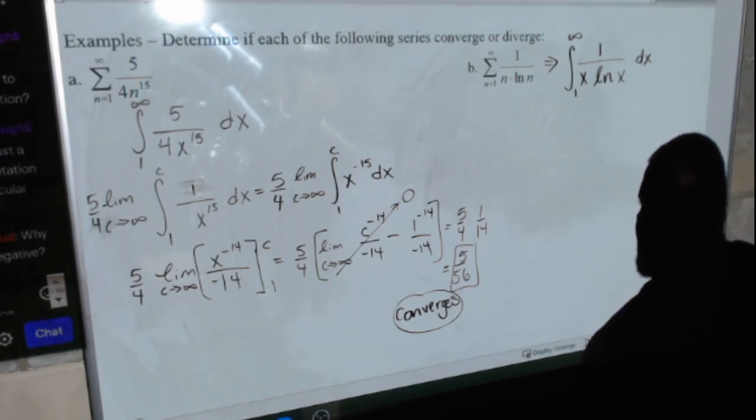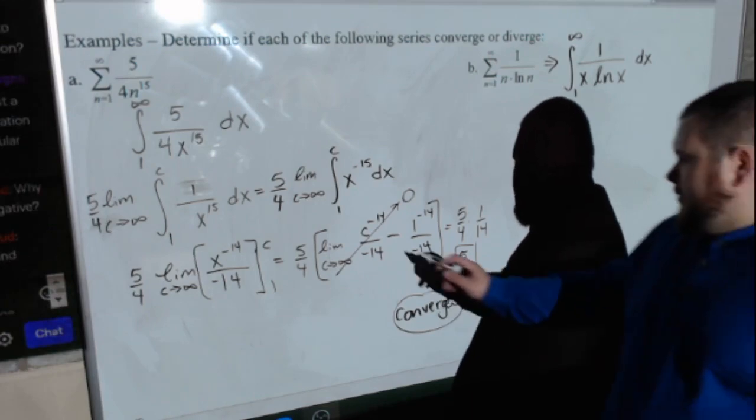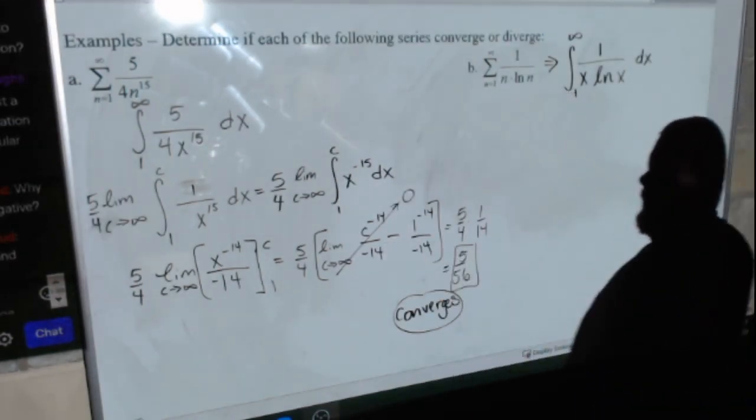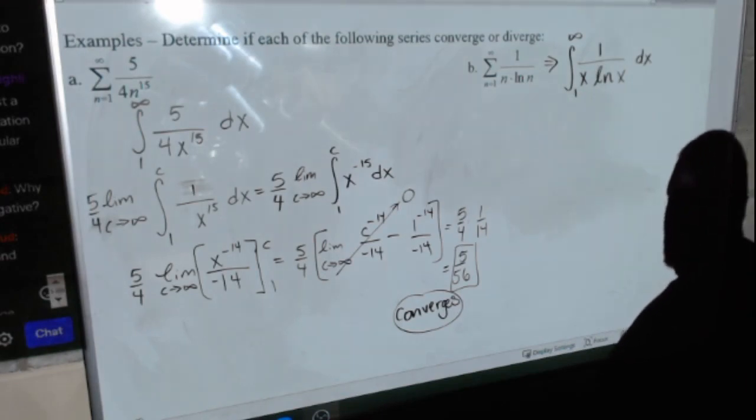Abood, are you asking why my answer isn't negative? The answer to that question is there's a negative there and a negative there. Okay. Regardless, if we get a negative number, that's okay. That would still be convergent.